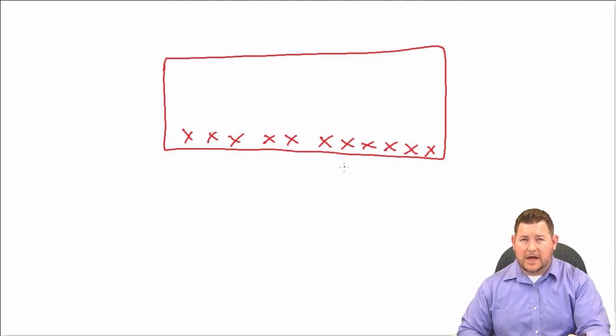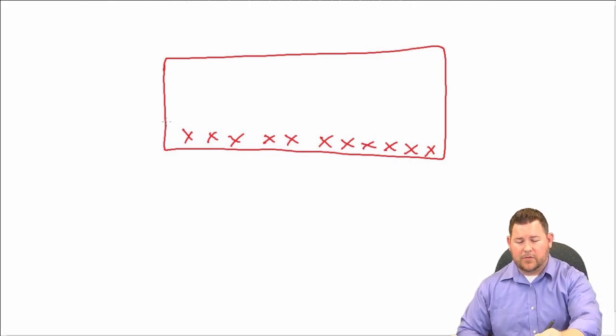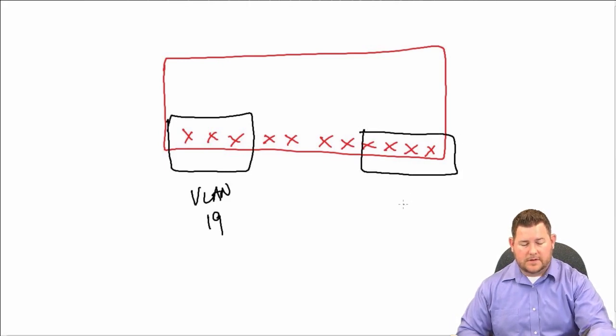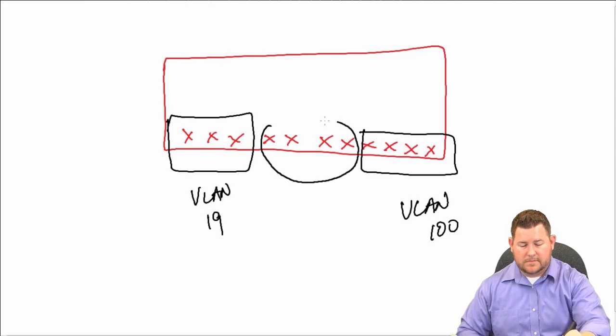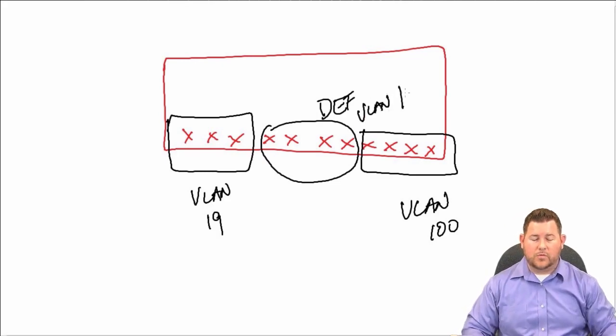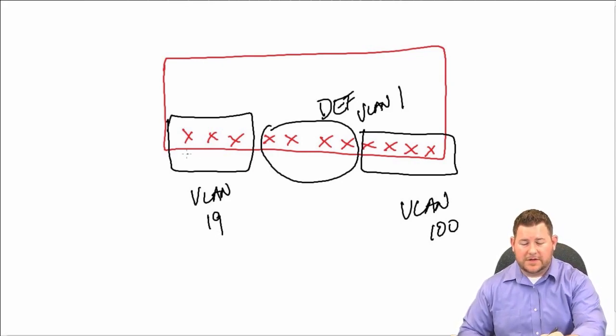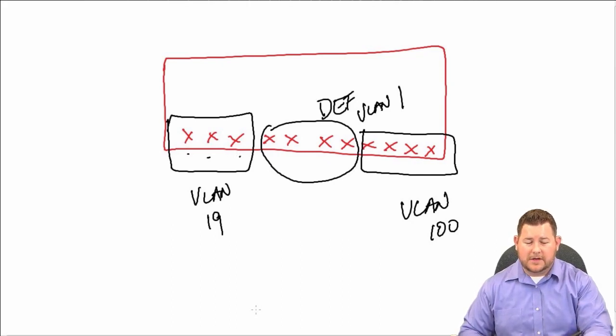So if you have multiple different VLANs, let's say that you have a VLAN of ports right here. Let's call that VLAN 19. And then another VLAN of ports here. Call it VLAN 100. And then these ports don't have anything assigned to them. So this is just default. The default is going to be VLAN 1. So now we have 3 separate broadcast domains. That means if somebody sends a broadcast out on VLAN 19, only these 3 ports are going to get it. So that's kind of the point.